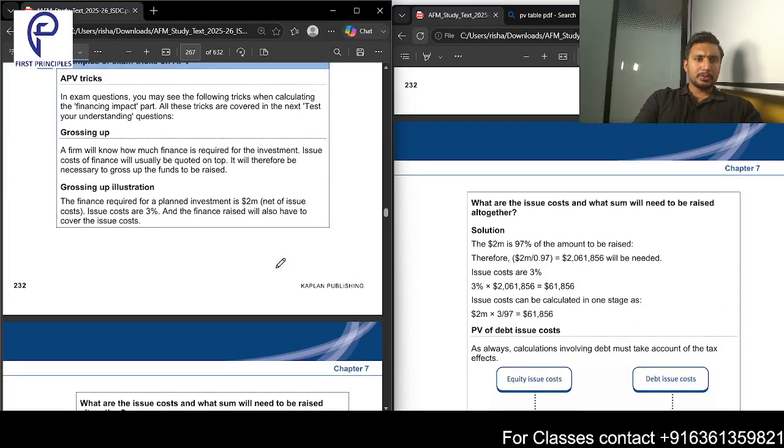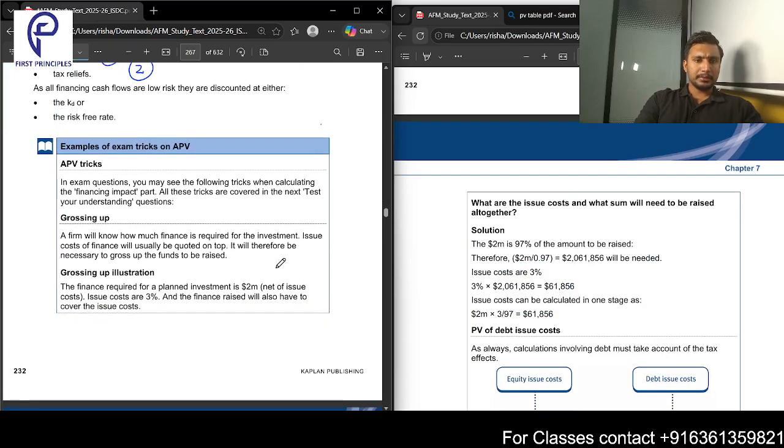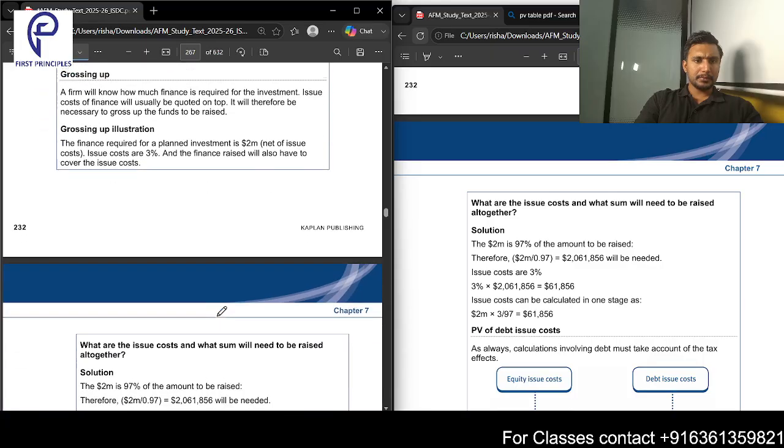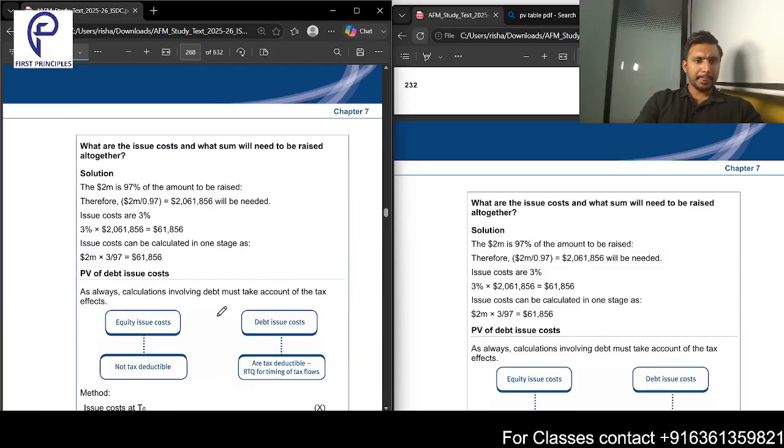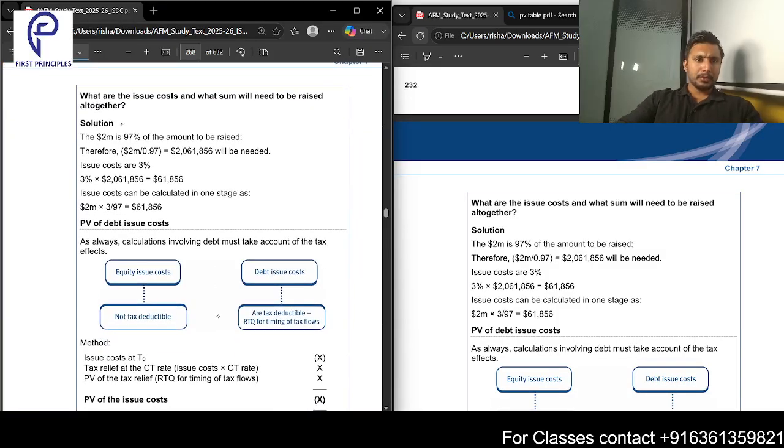When we talk about the issue cost specifically, here 2 million is the amount that I need for my loan. And on that, 3% is my issue cost. So I want to know how much I should raise such that both of these are covered.